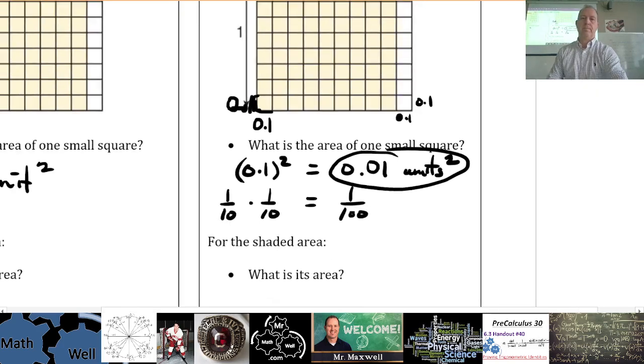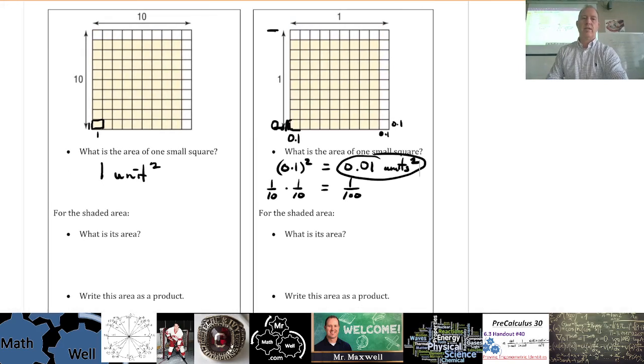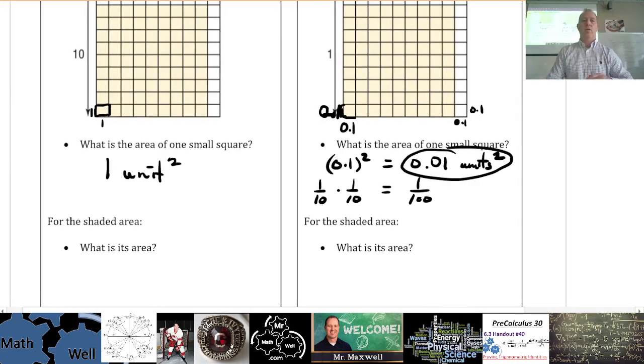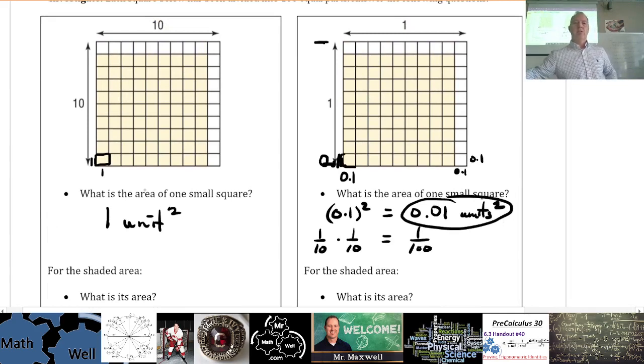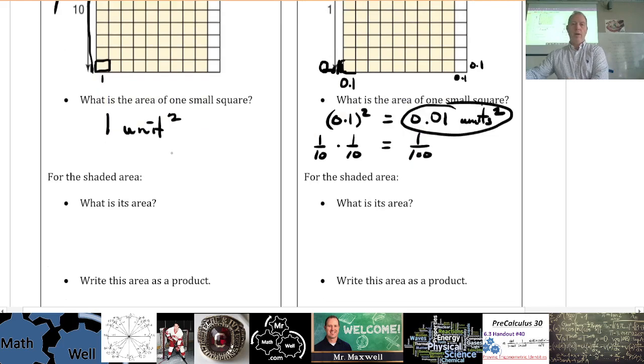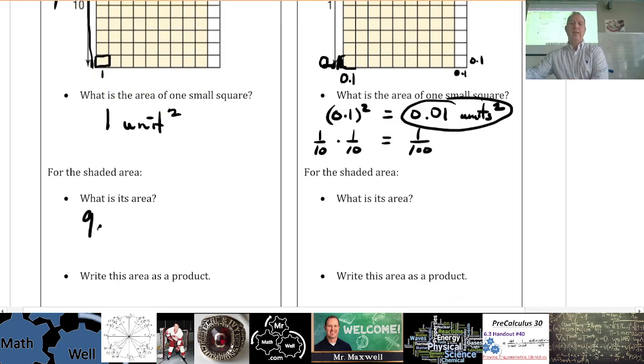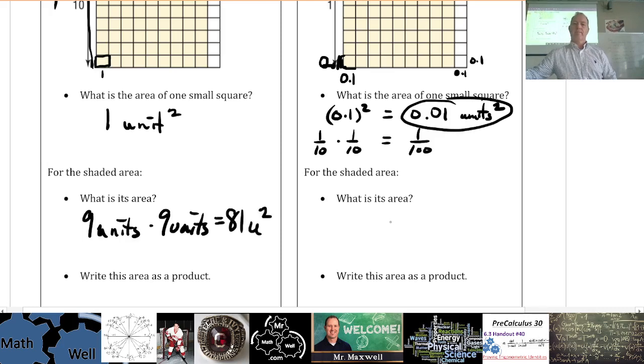All right. Okay, let's focus on this left column here now. So for the shaded area, what's the area of this shaded area? Well, this is going to be 9 units by 9 units. Okay, so how many squares would there be? 9 squares by 9 squares. Yeah, it looks like 81 units. So that's going to be 9 units times 9 units equals 81. Now we can abbreviate units squared by just u squared. Okay?